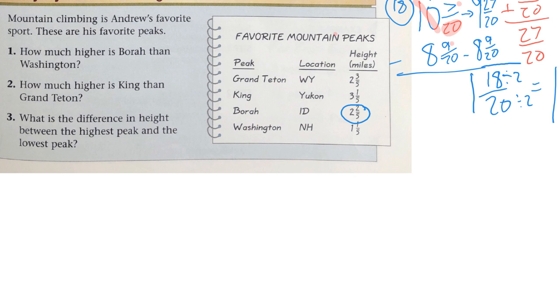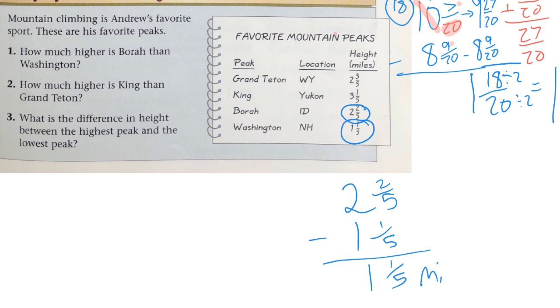We've got Bora and Washington. So 2 and 2/5, take away 1 and 1/5, leaves us with 1 and 1/5. So 1 and 1/5 miles.